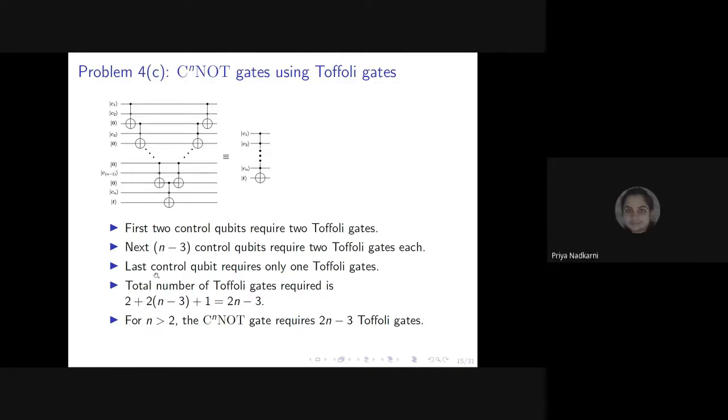Yeah, I'm just thinking about it. So I think it's n minus 3, because here we are considering this control and this control, and we are considering this control. So we are removing 3 of them. So in the middle it should be n minus 3, because this last one Toffoli gate is for this control qubit Cn, and this 2 is for the first two together.